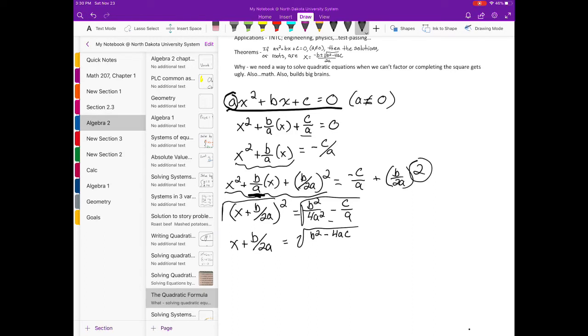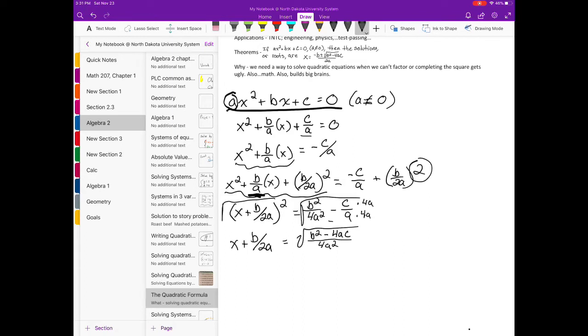I'm assuming you know how I combined these fractions, that I subtracted c over a from b squared over 4a squared, and to do that I had to get a common denominator, which means I had to multiply both the numerator and denominator by 4a, right? But if not, now you know. So we get b squared minus 4ac over 4a squared.